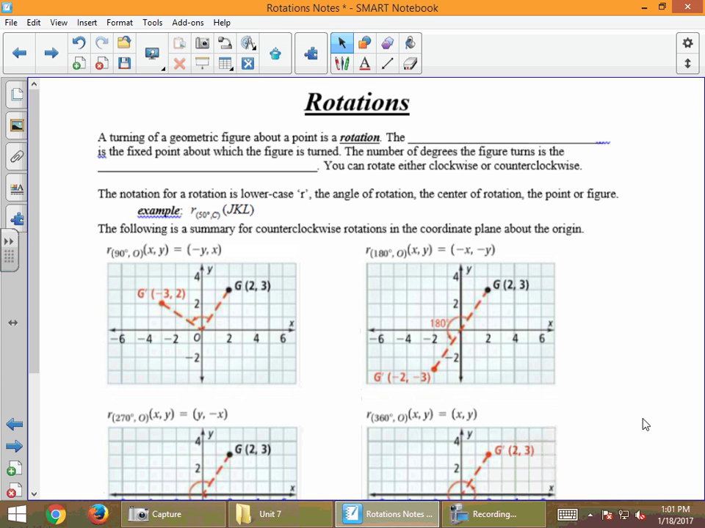We take a look at rotations. All we're doing essentially when we're rotating something is we're just turning it. Okay? So in this section, again, we're just turning figures by rotating them.